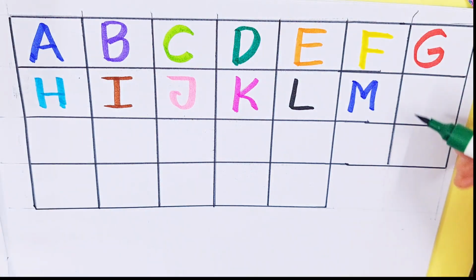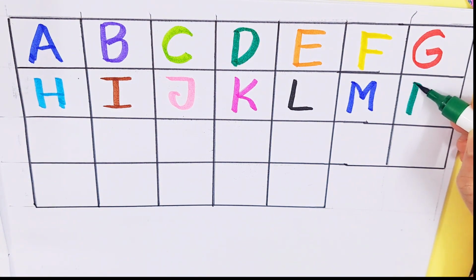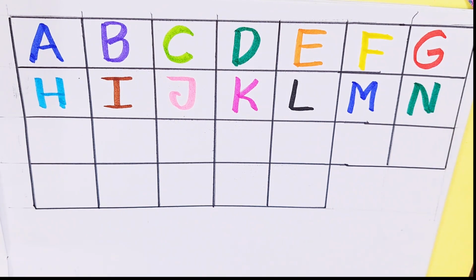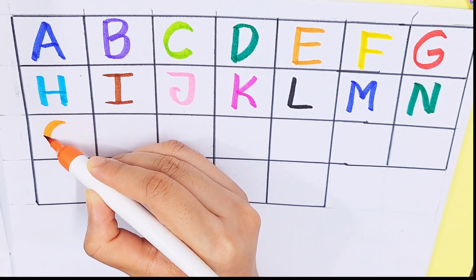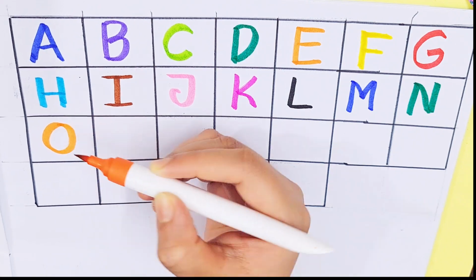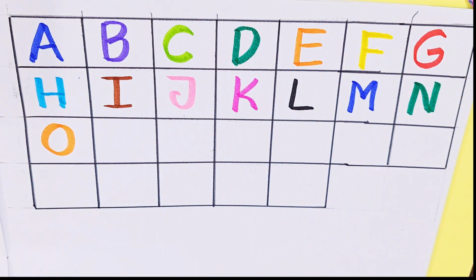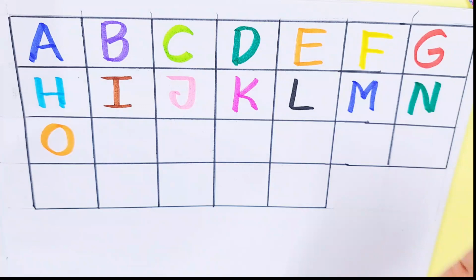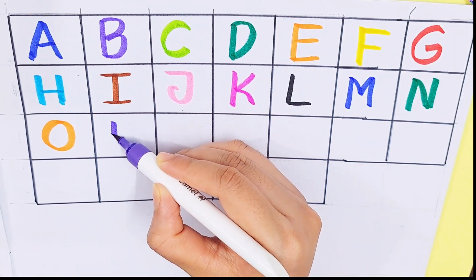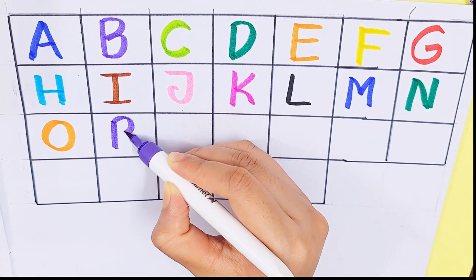Green color, N. N for nuts. Orange color, O. O for orange. Violet color, P. P for parrot.